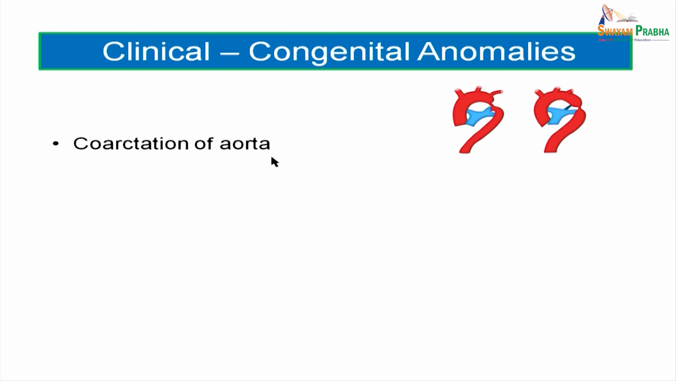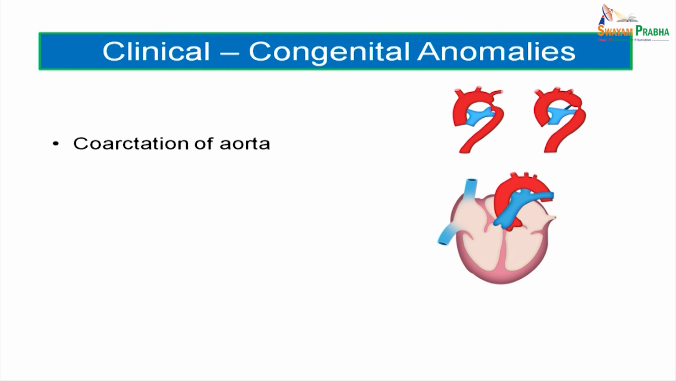The next clinical anomaly associated with development, which we have already mentioned, is the PDA, that is the patent ductus arteriosus, where the connection persists in adult life between the left pulmonary artery and the arch, and there is ample mixing between the oxygenated and deoxygenated bloods.